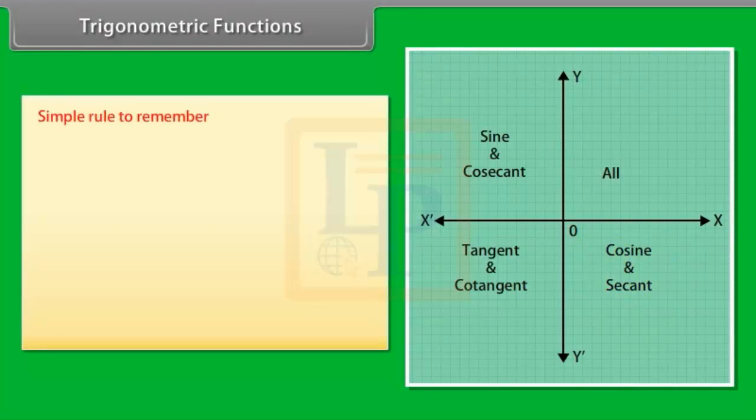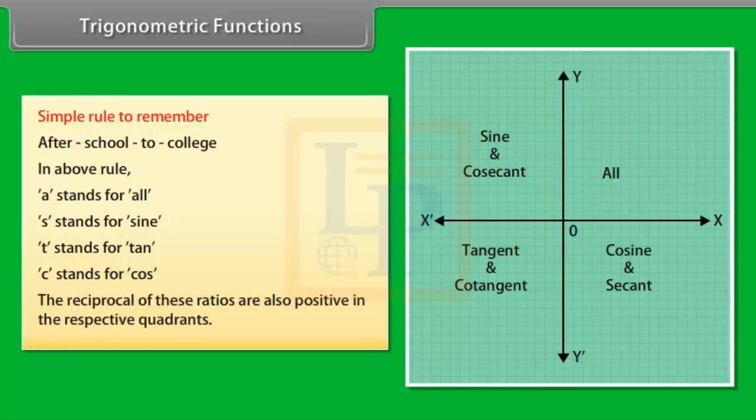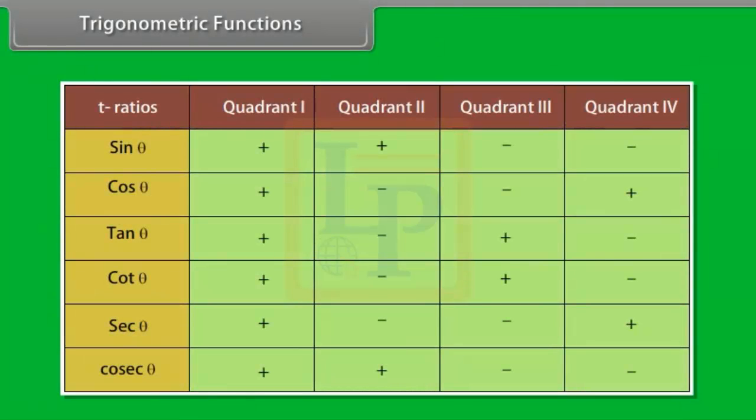Simple rule to remember: After school to college. In the above rule, A stands for all, S stands for sine, T stands for tan, and C stands for cos. The reciprocals of these ratios are also positive in the respective quadrants. Trigonometric functions. In the table given below, the signs of all the T ratios are given in each quadrant.